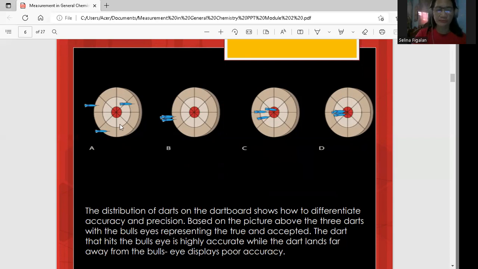So look at this, letter A is too far from the bull's eye. Same with your B. With your letter C, there is one. Then with your letter B, this is more accurate.